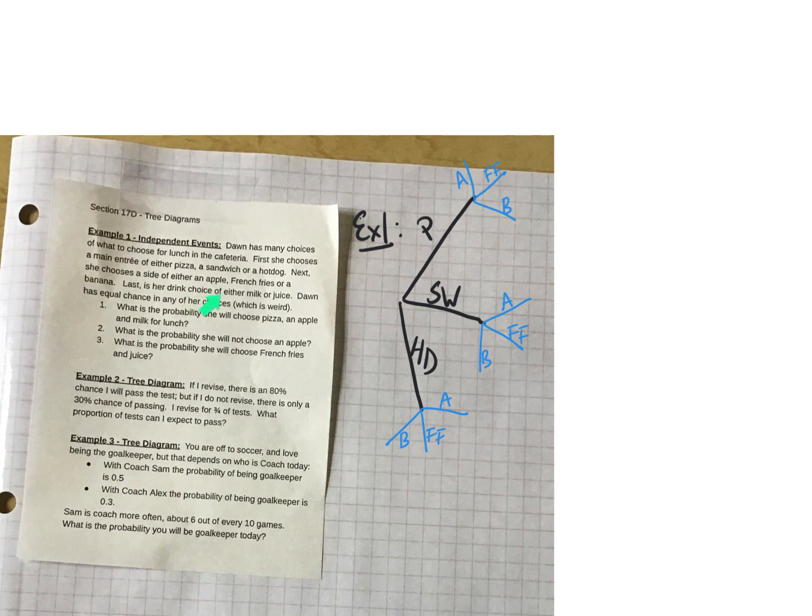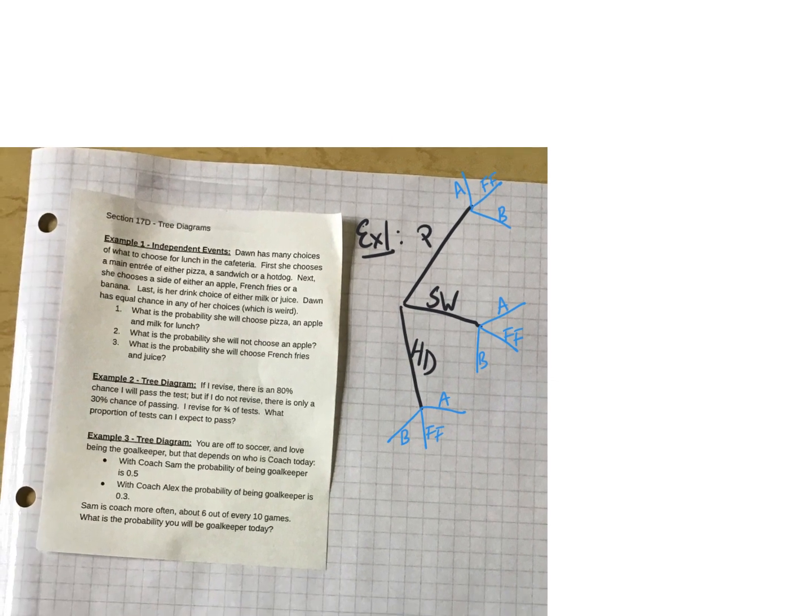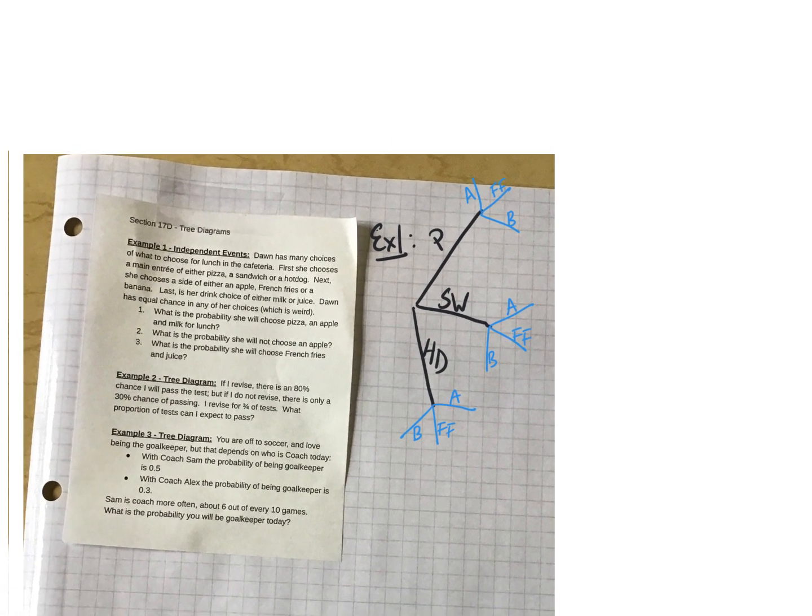And last, she chooses a drink of milk or juice. So off of each of those branches, I'm going to do 2 more branches. So mine's off my paper a little bit, but maybe hopefully yours isn't. So 2 branches off of each one of apple, what was it? Milk or juice. Milk or juice.